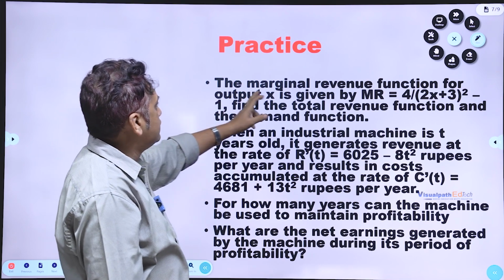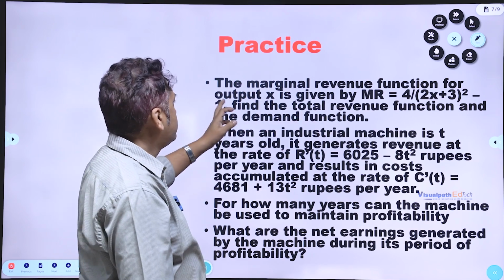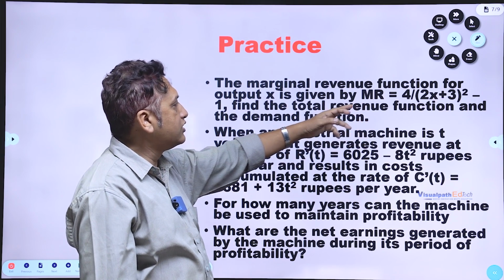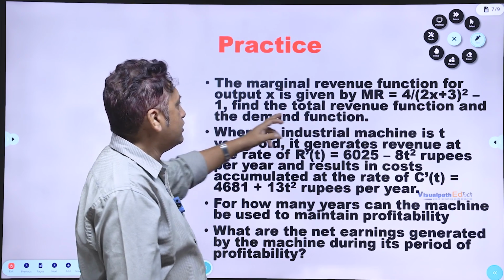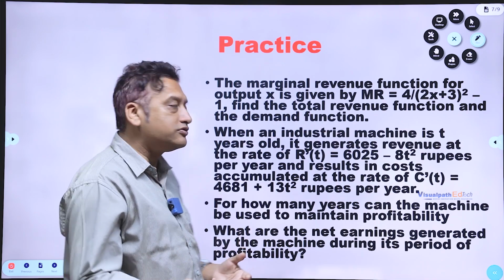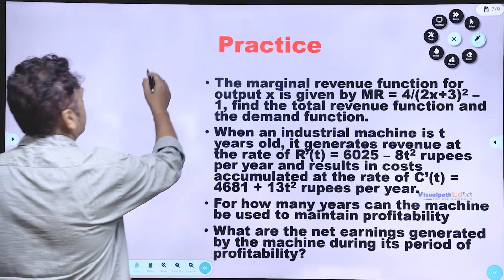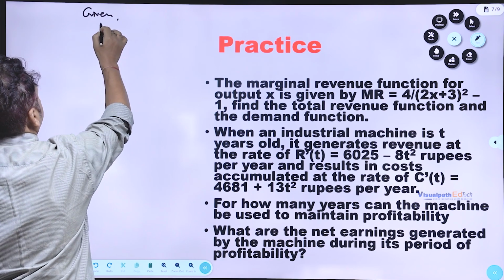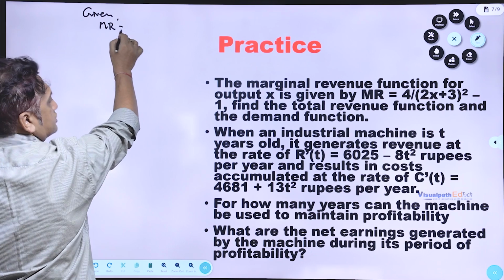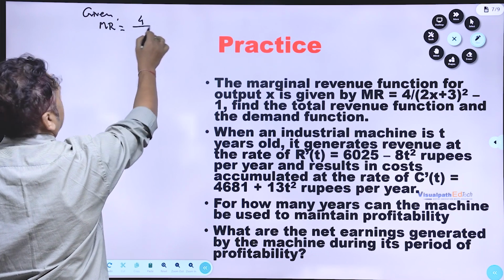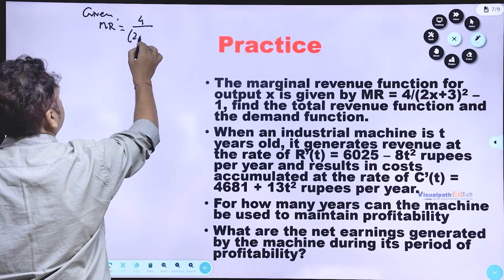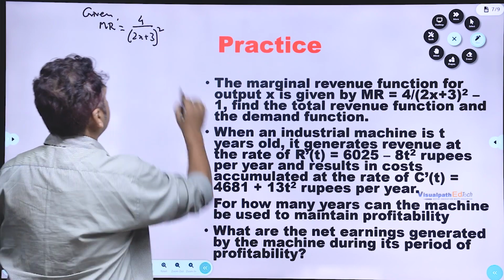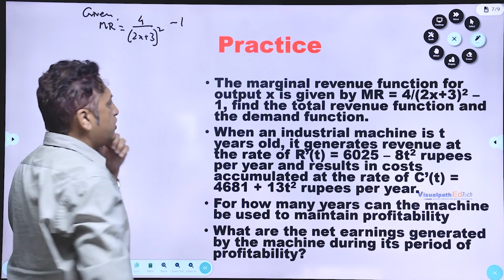Now look at this. The marginal revenue function for output x is given by MR is equal to 4 divided by (2x plus 3) whole square minus 1. Find the total revenue, almost similar to that of the cost function. We are given that marginal revenue is equal to 4 divided by (2x plus 3) whole square, minus 1. We are actually to find what?